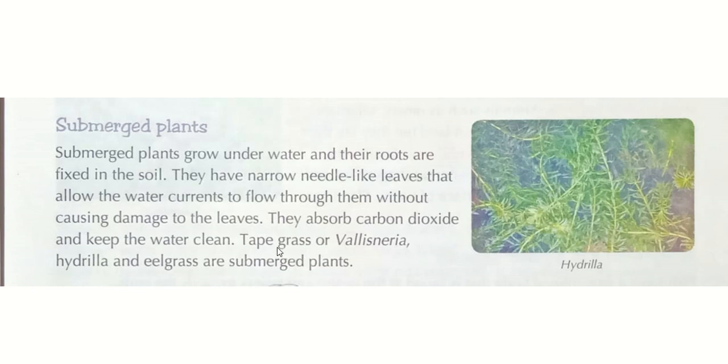So submerged plants are the plants which live underwater, and they have needle-like leaves which help the water current to flow through them easily. They also clean the water and make it pollution free. How? By absorbing carbon dioxide. Some examples of submerged plants are Vallisneria, hydrilla, and eelgrass. Here on the right-hand side of the page is a beautiful picture of hydrilla.